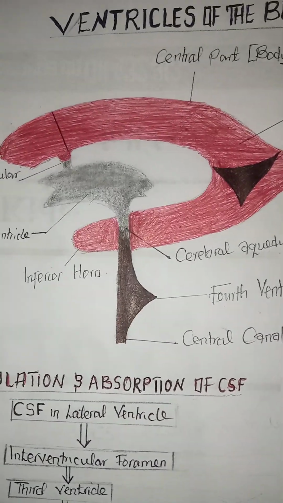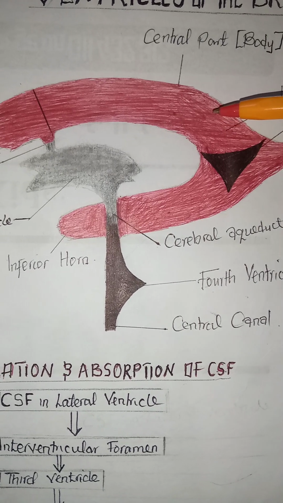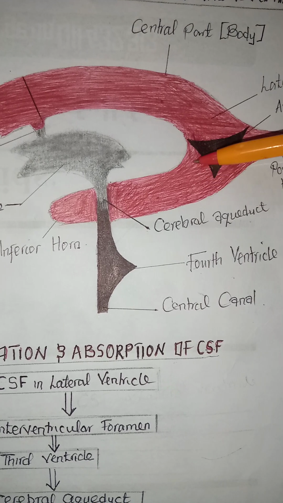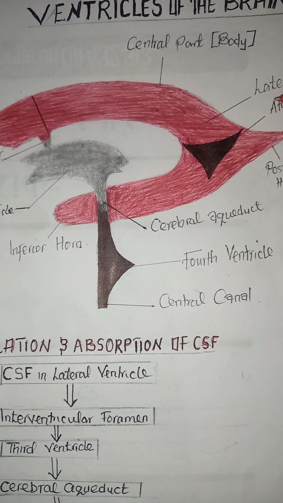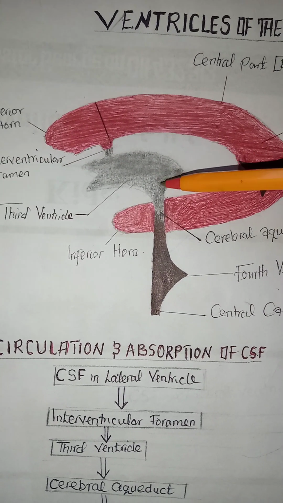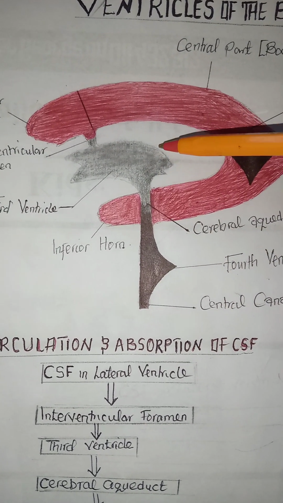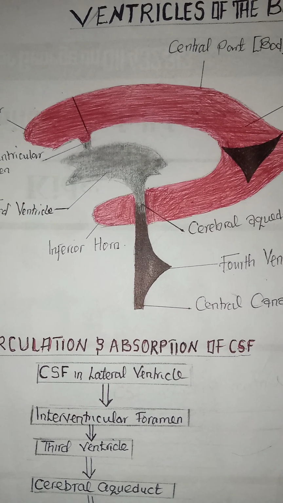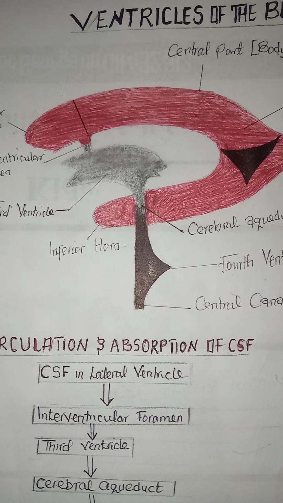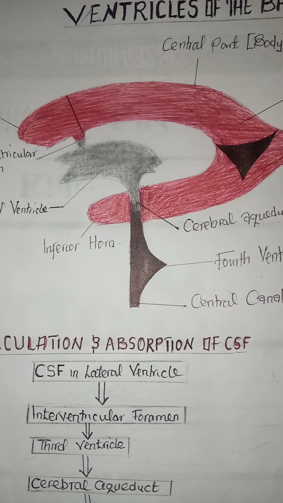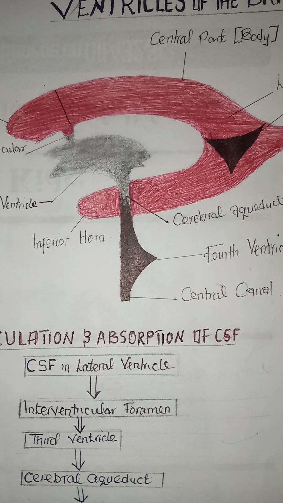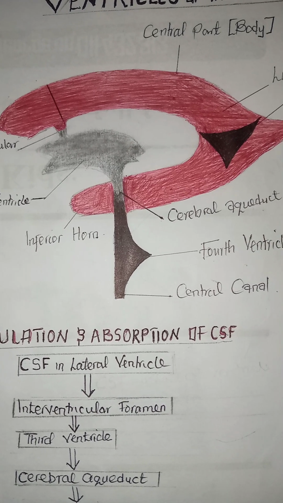So we have 4 ventricles of the brain. The first 2 are collectively known as the lateral ventricles. Then we have the 3rd ventricle here and the 4th ventricle here. These ventricles basically produce cerebrospinal fluid. They consist of a choroid plexus, and this choroid plexus is lined by ependymal cells. The ependymal cells are the ones responsible for secretion of this cerebrospinal fluid.